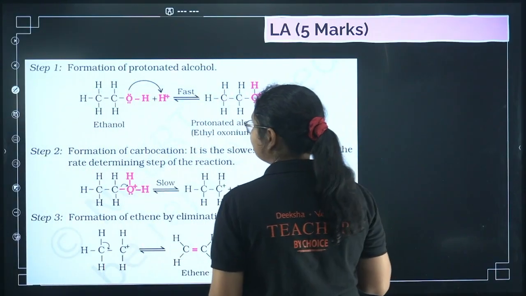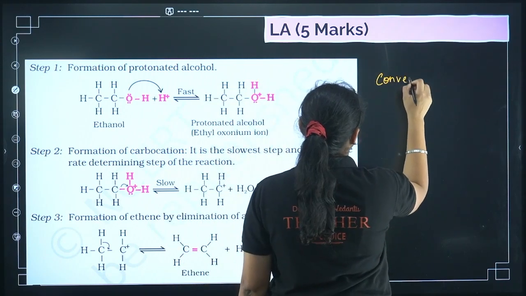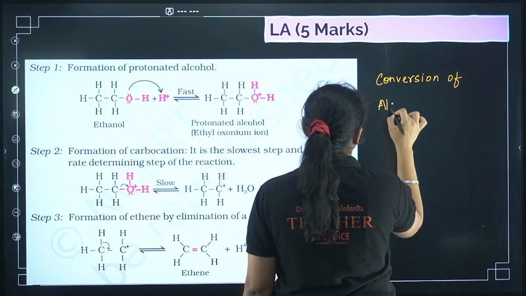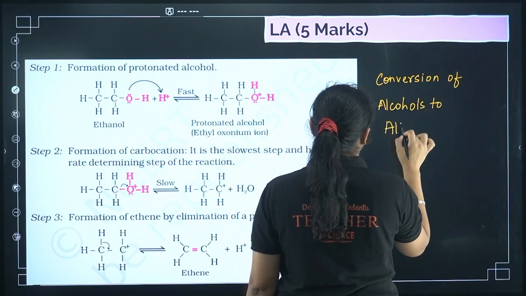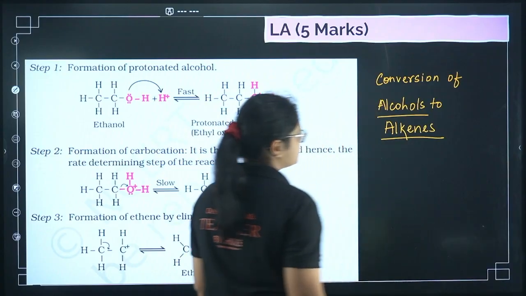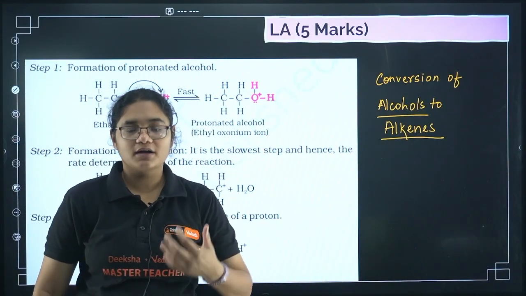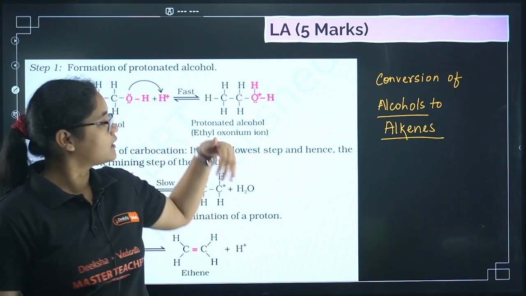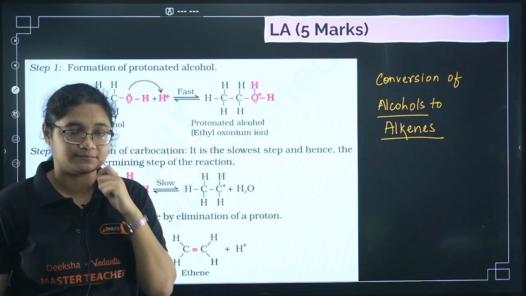The first mechanism is the conversion of alcohols to alkenes. Okay, this reaction mechanism. So see, the 5-marker questions will not be directly any 5-marker question, it will be 3 plus 2. The 2-marker questions which I have discussed previously will be coupled with any of these 3 mechanisms most probably.